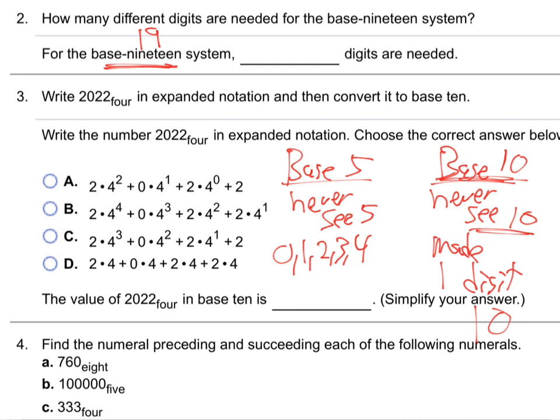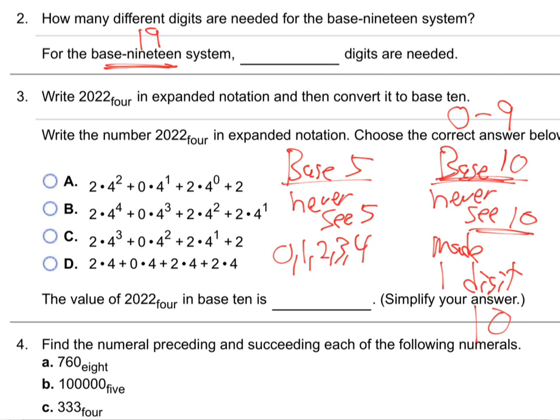How many different digits do we have in base 10? Sorry, I said base 9, I mean base 10. How many different digits do we have in base 10? 10, because 1 through 9 and 0. You tracking with me?